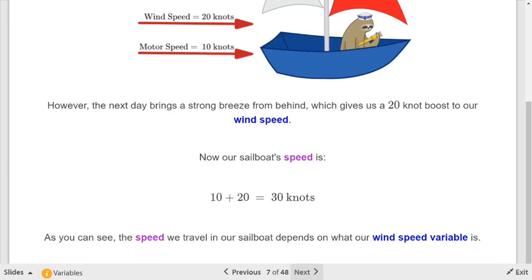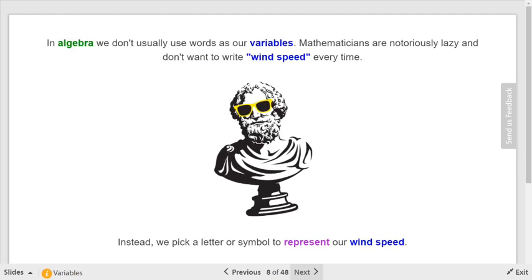If the wind was 20 knots, 20 plus 10 would give you a speed of 30 knots, right? What if it was 15 knots? 15 plus 10 would be 25 knots, right? 25 knots. So it's just a matter of adding it in. But you see that it can change or vary all the time.